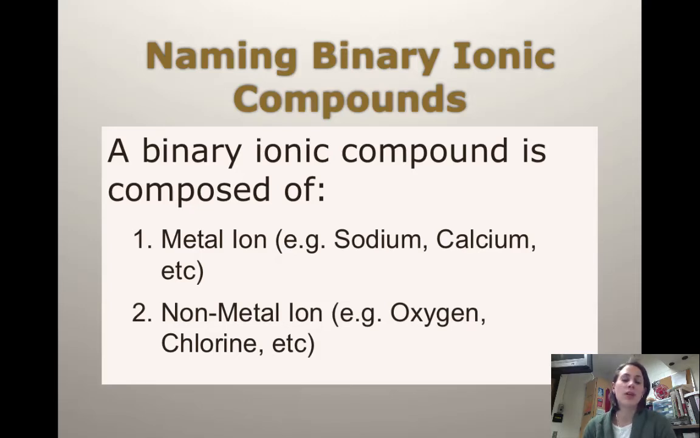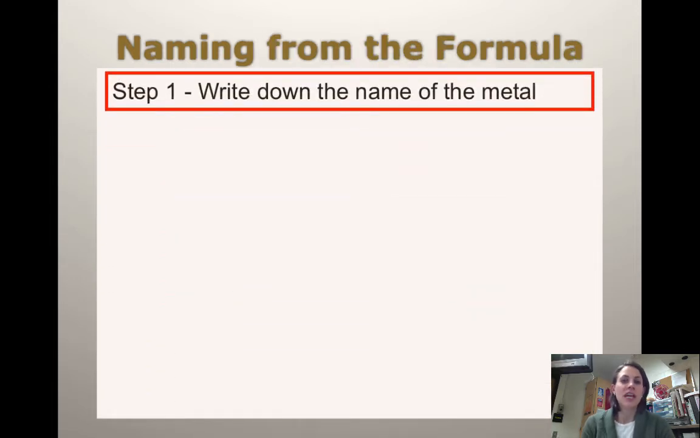Today's video we are going to review how to name and write formulas for binary ionic compounds. Binary means that you have an ionic compound that is composed of both a metal ion, we call that a cation, and a non-metal ion, which we call an anion. So let's write the name from the formula.